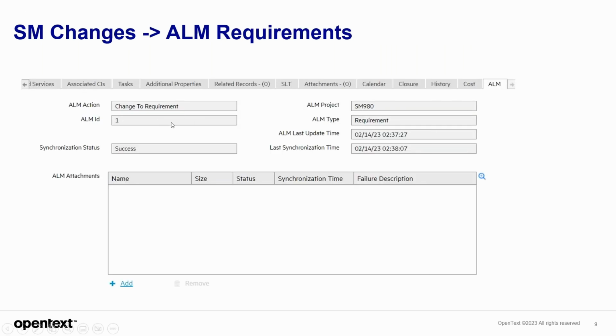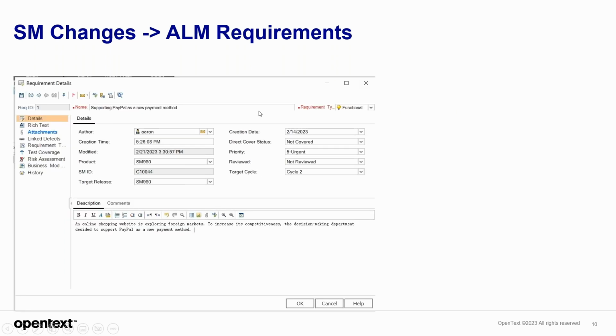This is a screenshot from the Service Manager change, and the exchange between the Service Manager change and the ALM requirements is like the change to defect. When you choose the ALM action to change to requirements and choose the project, the change will be synchronized to ALM, and a new requirement will be created in ALM, and the requirement number will be filled back to Service Manager. Here is the requirement number. It's 1. This is the number, and you will find the synchronizing status as success. If you select the attachment, the attachment will be displayed here. But in this case, we do not synchronize the attachment.